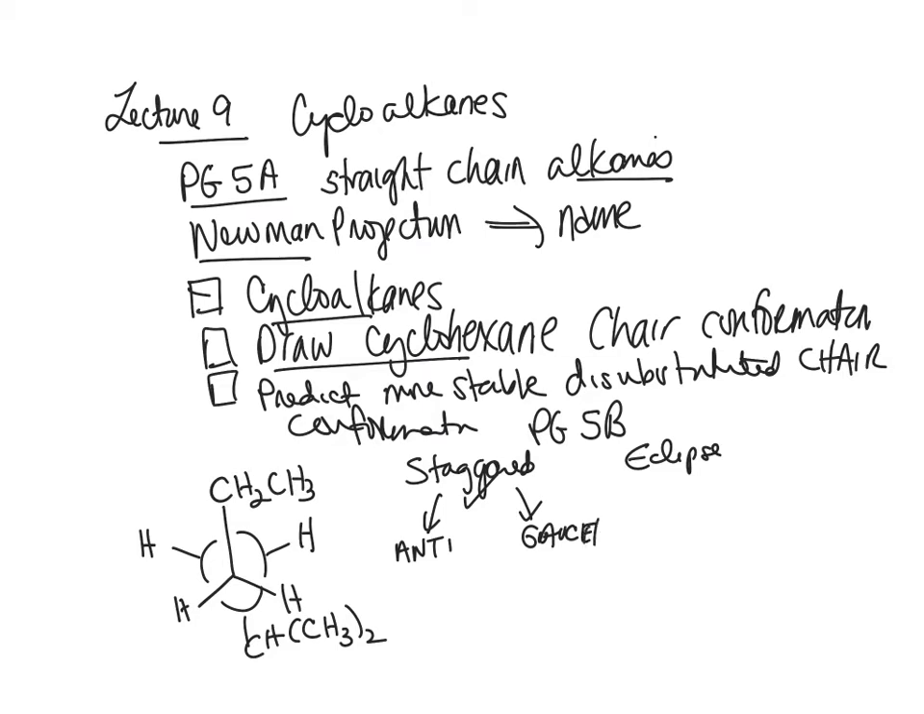And which one's the lowest energy? Yes, so this is your lowest energy. And do you see your bulky groups here? Your bulkiest groups there are at a dihedral angle of 180 degrees. So this is anti. So this would be your most stable conformation.